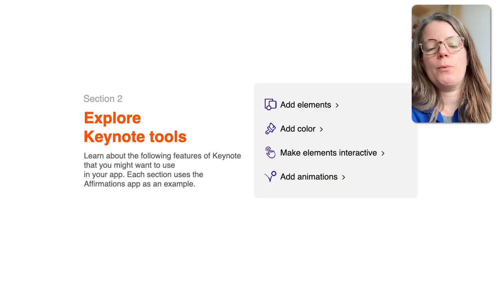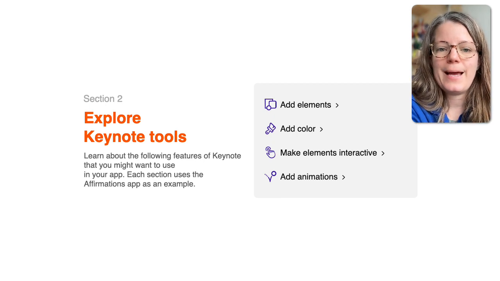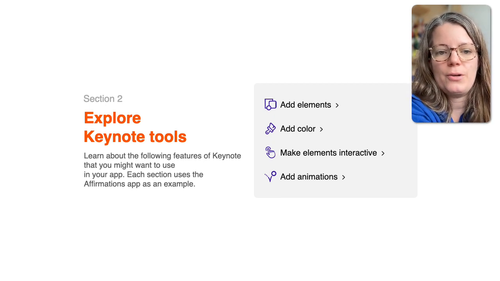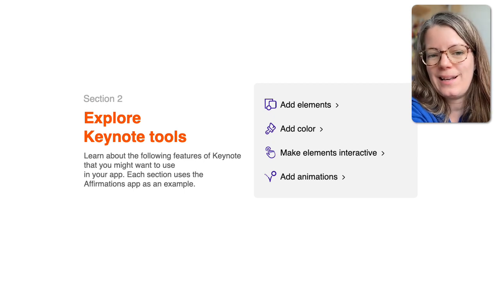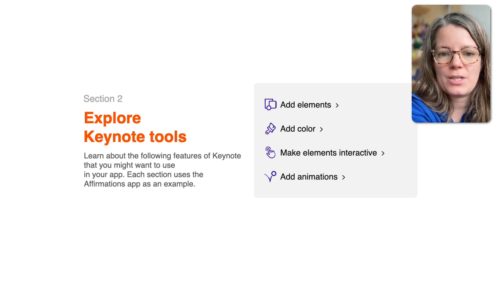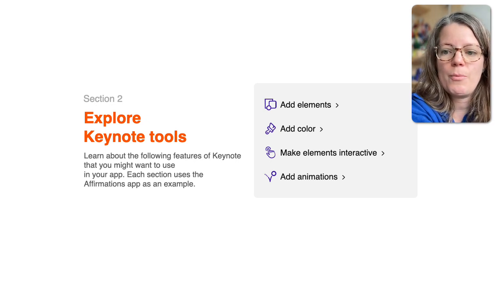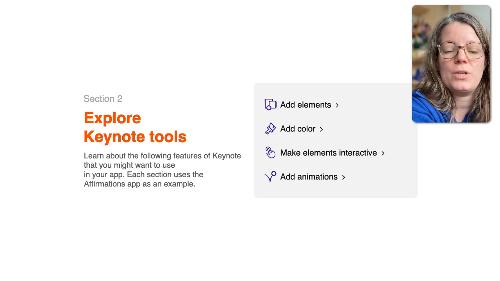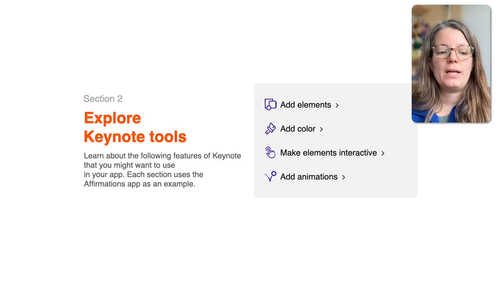So 4 things that we will learn in this part. First, adding elements. In Keynote, how do you add a shape? How do you add text? How do you add a line? Then, okay, what if I want a pink button? How do I change the colors? How do I change the background of my app? Then how do I make it interactive? So how can I make a text box a button and make it jump from one slide to the next? And then also we talk about animations.